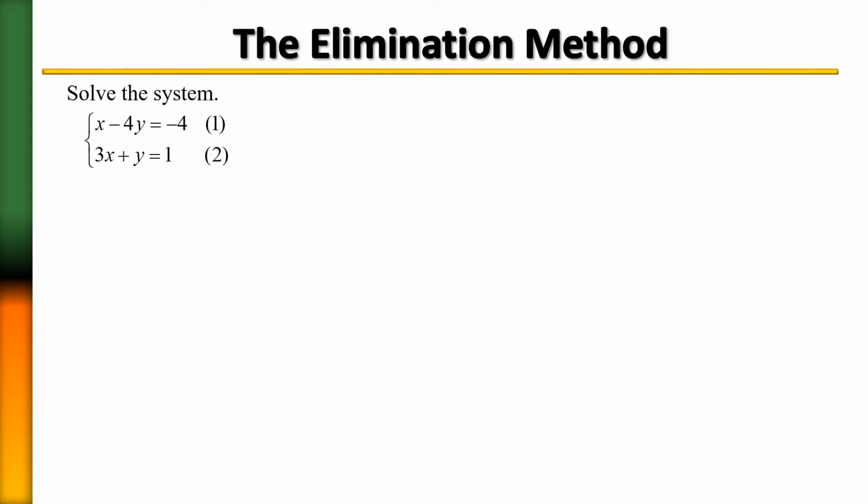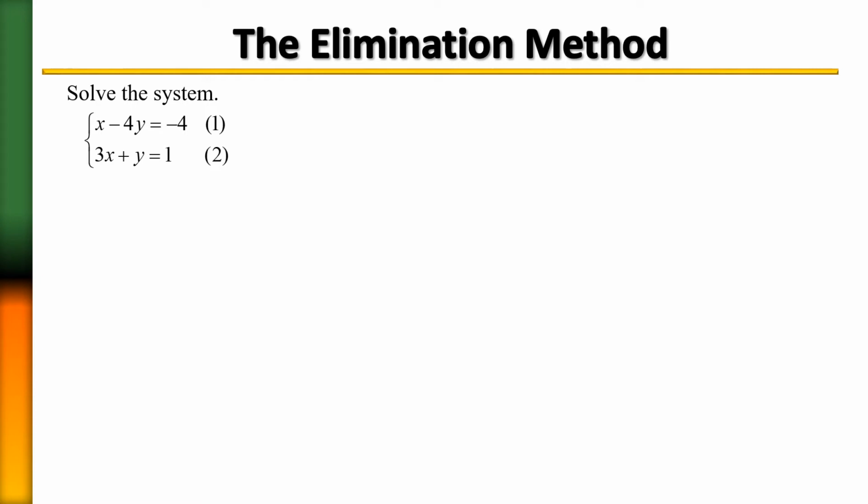But step one with the elimination method is to make sure that both equations are in standard form. And recall standard form is where x is first, then y, and then the constant number is on the other side of the equation. And notice in both cases of these equations, they are in standard form. So now we can go ahead and proceed. The next step is to look for a variable term that has a coefficient of 1 or -1, just like we were looking for that with the substitution method, but we're going to do something different with it this time.